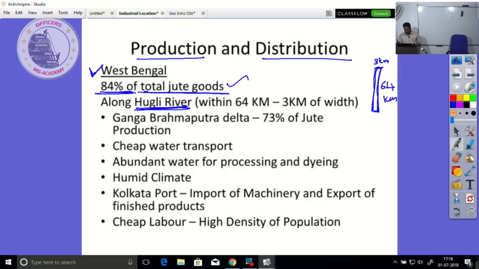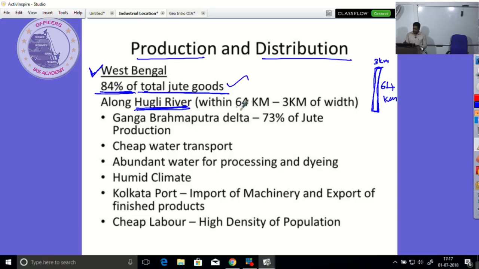Right, sir. Now, locationally speaking, I said the concentration of jute is located along this belt, along the river Hooghly. And when I talk about the reason for such concentration, we find that this is located along the Ganga Brahmaputra Delta. Somewhere around 73% of jute production comes from this Ganga and Brahmaputra deltaic region, particularly in West Bengal. And we were saying that cheap water transport is another reason for such location.